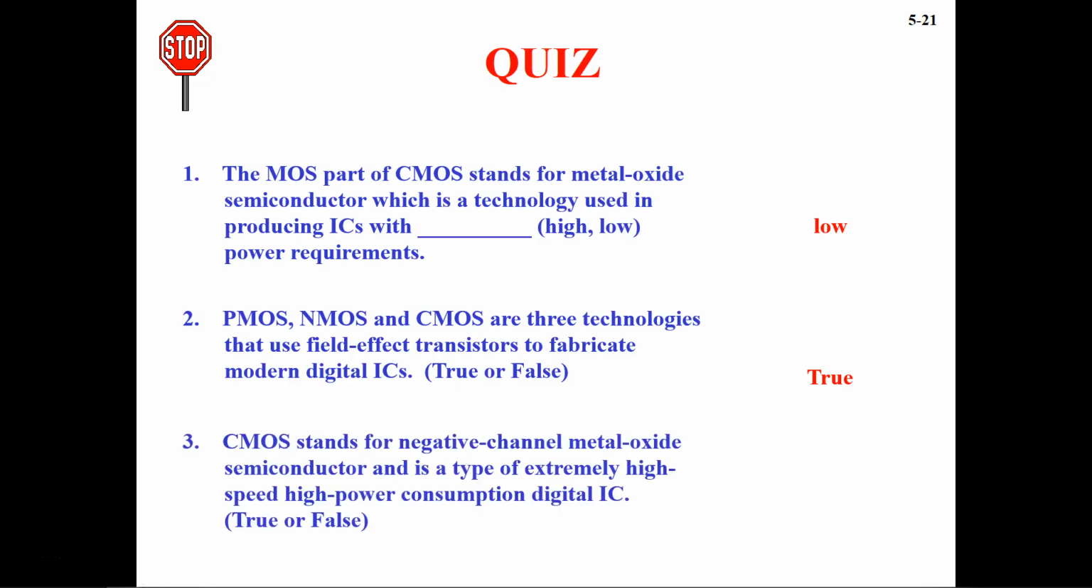And last: CMOS stands for negative channel metal oxide semiconductor, and is a part of extremely high speed, high power consumption digital ICs. That's a no-no. This is false, because CMOS stands for complementary metal oxide semiconductor, and it has low power consumption, not extremely high. So this is false.